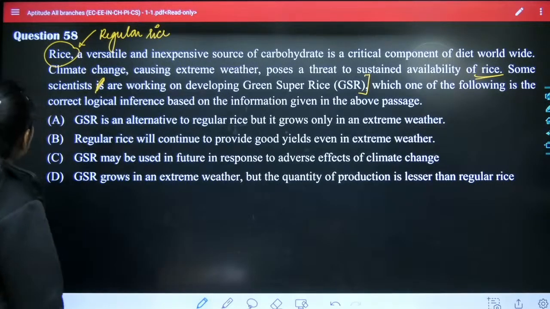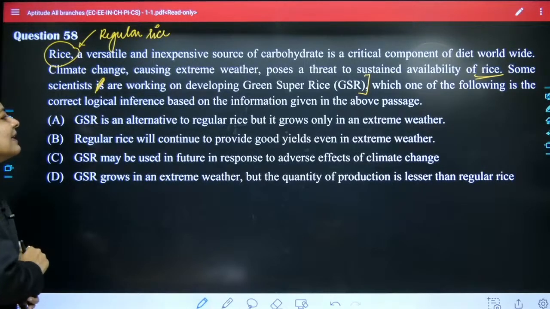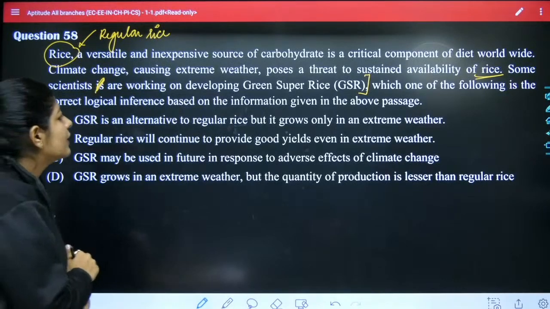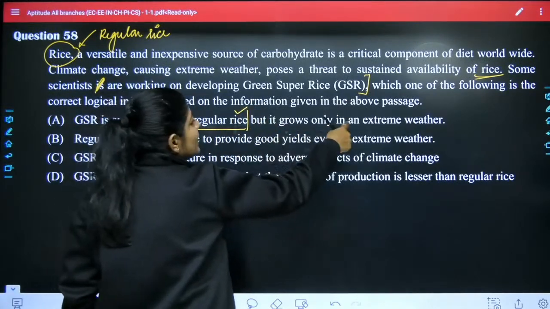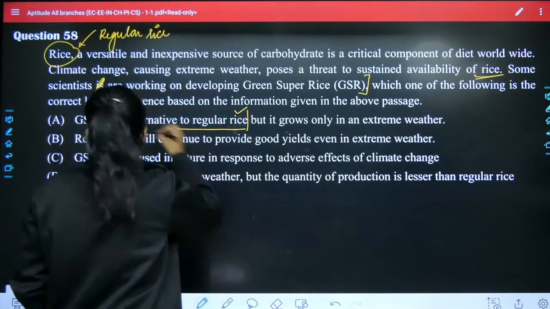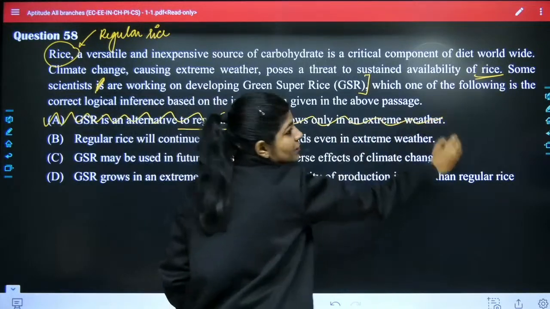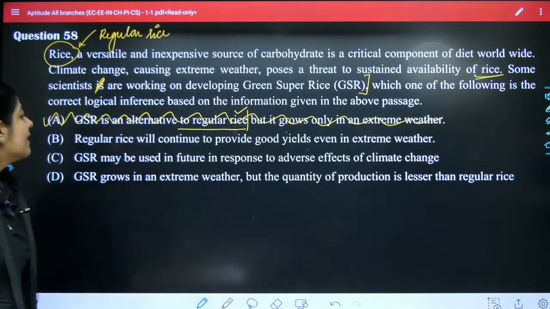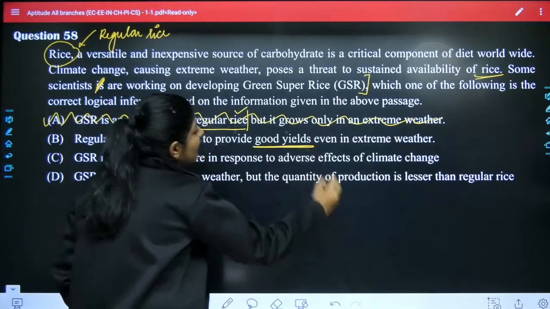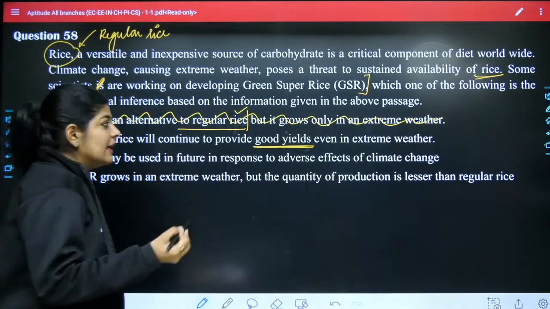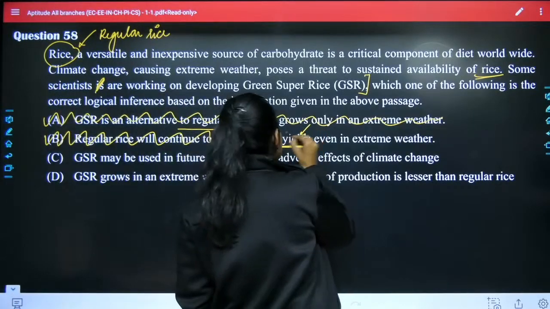Now we have 4 options. Let's check each of them. GSR is an alternative to regular rice. Yes, till this point it is correct. But it grows only in extreme weather. This is not given, so this option is eliminated. Regular rice will continue to provide good yields. There is nothing given about yielding, so we can't consider this. Option B is also eliminated because of this word.